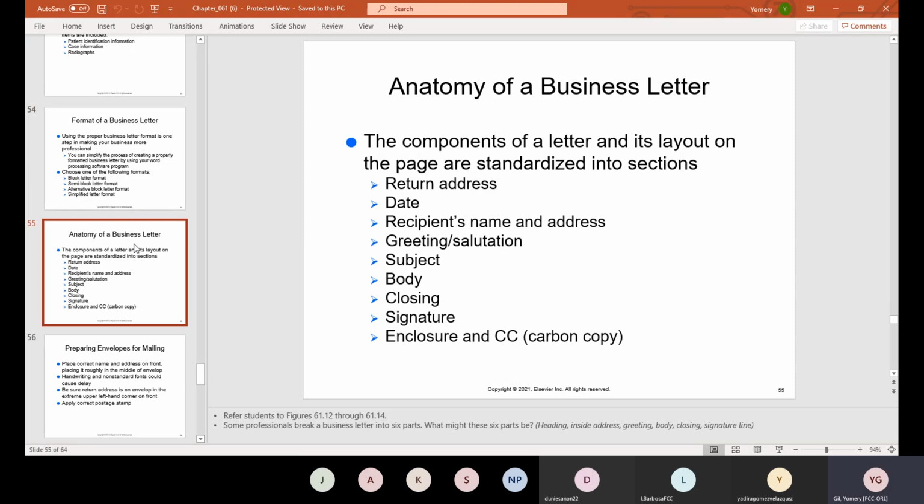We're going to talk about the anatomy of a business letter. The components of a letter and its layout on the page are standardized into sections. So: the return address, the date, the recipient's name and address, the recipient being who the letter is going to, greetings, salutations, the subject, the body, the closing, the signature, and enclosure, and CC, which is a carbon copy.